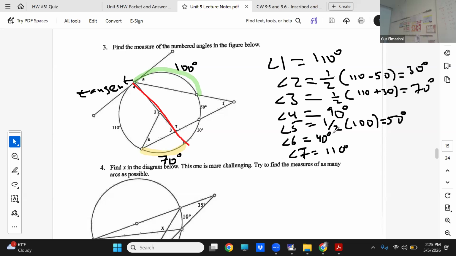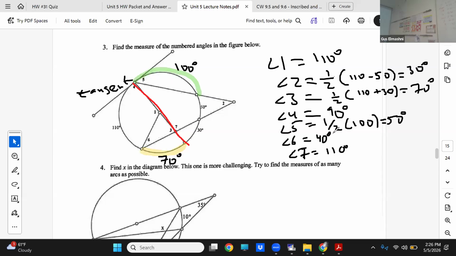Now 6 and 7 are pretty tricky ones. Wait, I thought those were the easiest of them all. Because can you just do the angle inside, next to angle 1? Correct, just add it all up. Well, then there you go. It's 40, right?